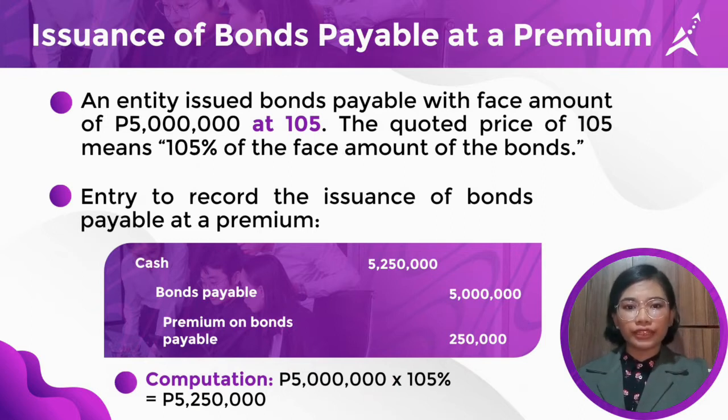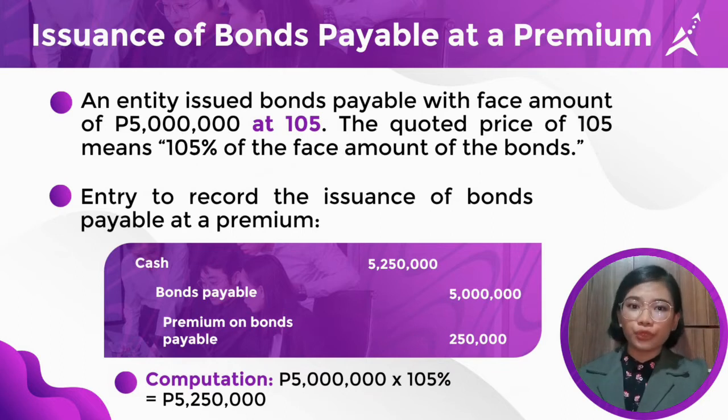Then, you should credit bonds payable for 5 million and premium on bonds payable for 250,000. To get 250,000, we just need to deduct the face amount of 5 million pesos from the issue price of 5,250,000 pesos. The premium on bonds payable is in effect a gain on the part of the issuing entity because it receives more than what it is obligated to pay under the terms of the bond issue.